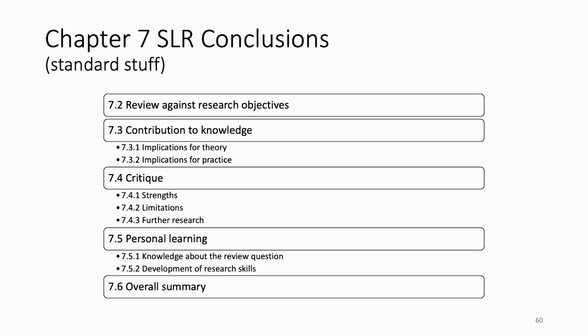You have a review against original objectives. You have the contribution to knowledge. You have the implications for theory and practice. You have the critique, the strengths, the limitations, the further research. And you might have a personal learning section. Not all theses will have this, but you can have one. Generally, it's optional. And then you have the overall summary. And keep in mind that these conclusions assume that you answered your review questions in the previous chapter.